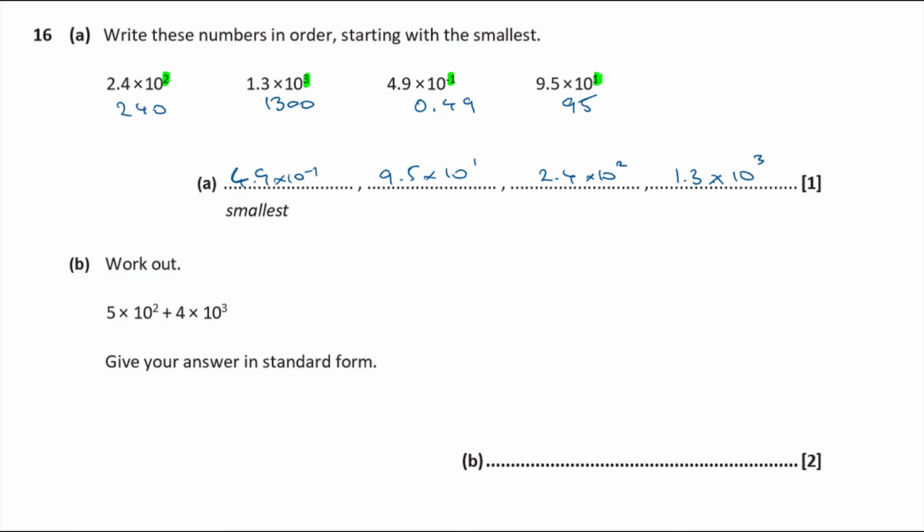So 5 times 10 to the 2. 10 to the 2 is hundreds, that's 500. And 4 times 10 to the 3. 10 to the 3 is thousands, so that's going to be 4,000. So if you add those together, you've got 4,500. So in standard form again, that's going to be 4.5 times 10 to the what? I just said 10 to the 3 is in the thousands. So it's 4.5 times 10 to the 3.